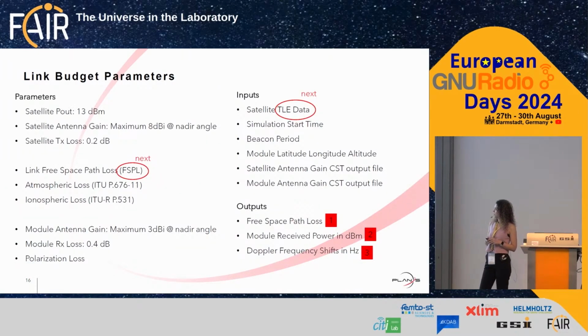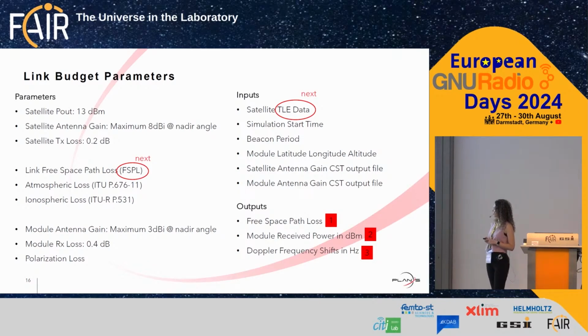Related link budget parameters are as follows. We have satellite output power of 13 dBm. Satellite antenna gain has a maximum of 8 dBi at another angle, and loss, of course. And for the link, free space path loss, I will explain next. And for the atmospheric and ionospheric losses, we use the ITU model. And module antenna gain has a maximum of 3 dBi at another angle, and it has loss, of course.